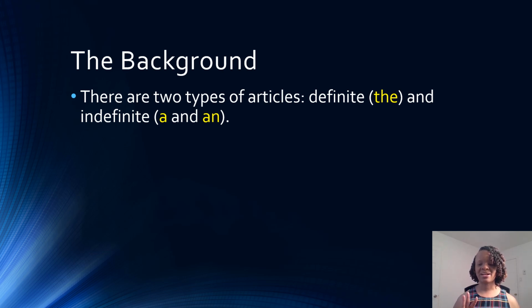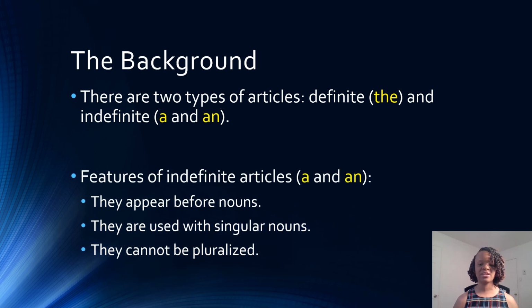So three characteristics of indefinite articles are: one, they appear before a noun. So in my example, pizza is the noun, and so we would say a pizza. Secondly, they're used with singular nouns, and what that means is that you cannot say a books, for example. It has to be a book. And thirdly, they cannot be pluralized, and I think that follows from the second point. If they're used with singular nouns, then they themselves must also be singular. So you cannot add s to it. Got it? Yeah.